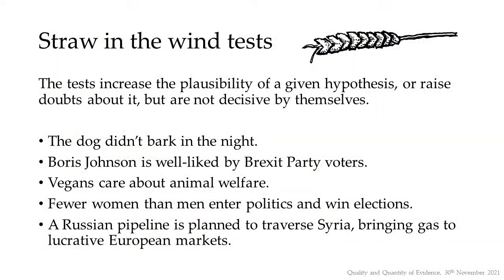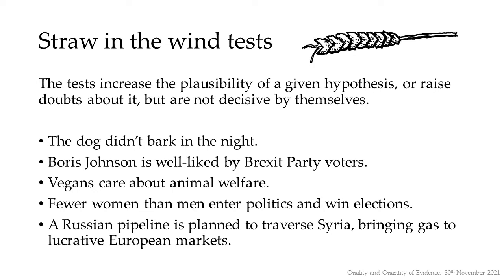First, straw in the wind tests. These are the weakest of the 4 tests. They increase the plausibility of a given hypothesis or raise doubts about it, but are not decisive by themselves. When Sherlock Holmes investigated the mystery of a missing racehorse and the murder of the horse's trainer in Arthur Conan Doyle's The Adventure of Silver Blaze, one crucial clue is that the watchdog didn't bark in the night. Holmes deduces that the dog didn't bark because the perpetrator was familiar to the dog, so that's a straw in the wind test incriminating the horse's trainer.